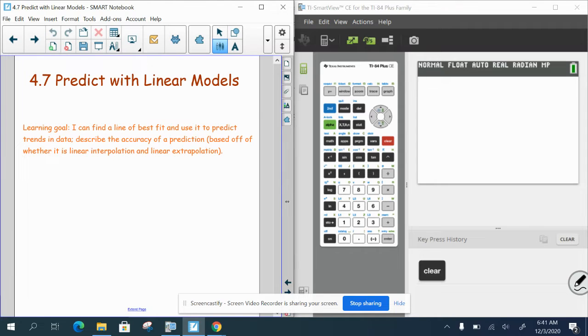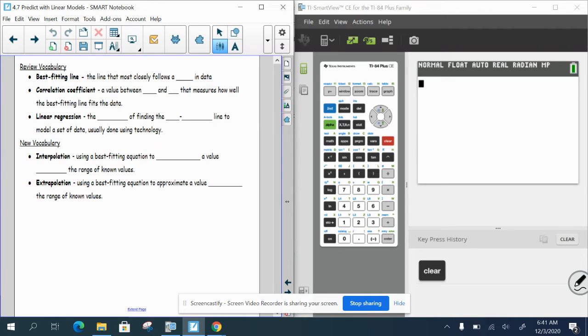from your calculator. So you are going to need your graphing calculator with you, and use those to make predictions, either from data that's within your known range of data or outside. And that would depend on if it's interpolation or extrapolation, which we will talk about in just a second.